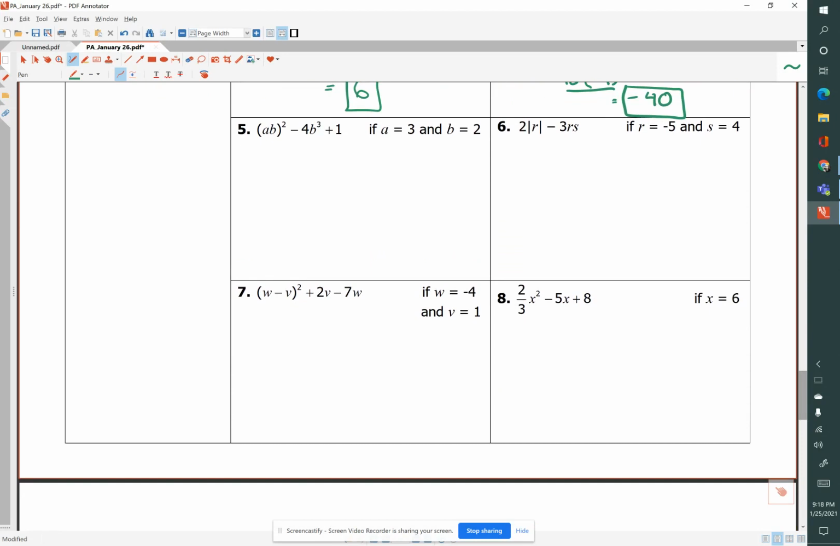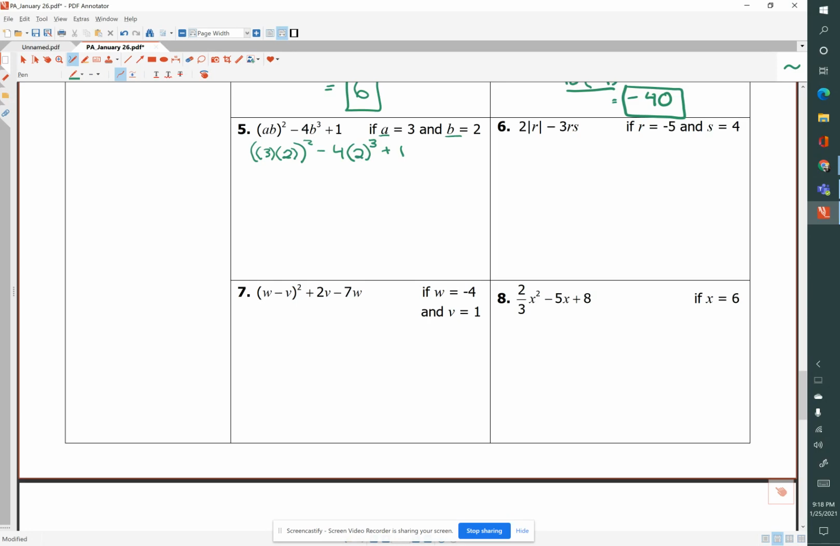Number 5, so we've got the quantity of AB squared minus 4B to the third power plus 1, and we substitute 3 for A and 2 for B. So A is 3, B is 2, and that quantity is squared. Minus 4, again, B is 2, and that is to the third power plus 1.